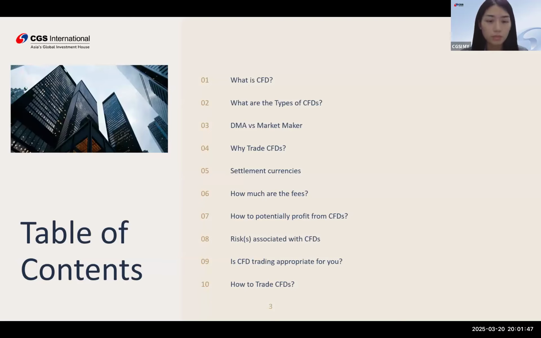Okay, so these are the topics that we are going to cover in this webinar. Firstly, we are going to share about what is CFD and also the types of CFD. Secondly, we are going to explore the difference between DMA and market maker. After that, you might wonder why you want to trade through CFD and what's the point of CFD. Besides that, we are going to cover the settlement currency and also the fees. In addition, you are going to discover how you could potentially profit from this CFD.